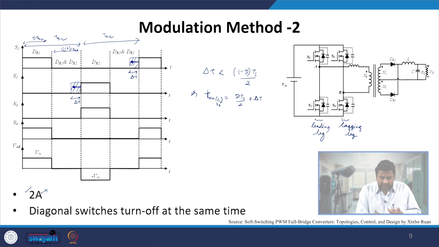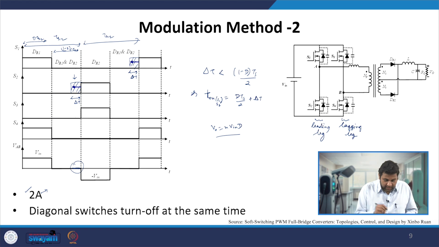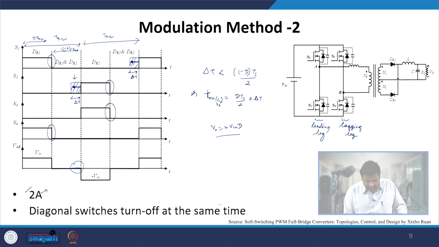During the period in which the turn on period is adjusted, although I have adjusted my S2 switch turn on time, my S1, S3 and S4 switches are still off during this time. So I am still applying 0 voltage from the VAB. Since I am applying 0 voltage from the VAB, my output voltage is still V0 equal to N times V times D, duty ratio D. So we got the second modulation method, and in this method if you look very carefully, the diagonal switches, S1 and S4 switches and S2 and S3 switches, are turning off at the same time.